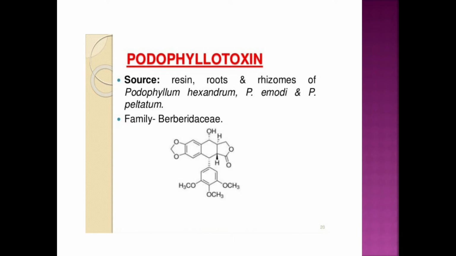Then the next drug is podophyllotoxin. The biological source of podophyllotoxin is the resin, roots and rhizomes of Podophyllum hexandrum, Podophyllum emodi and Podophyllum peltatum, belonging to family Berberidaceae. So here is the structure of podophyllotoxin.